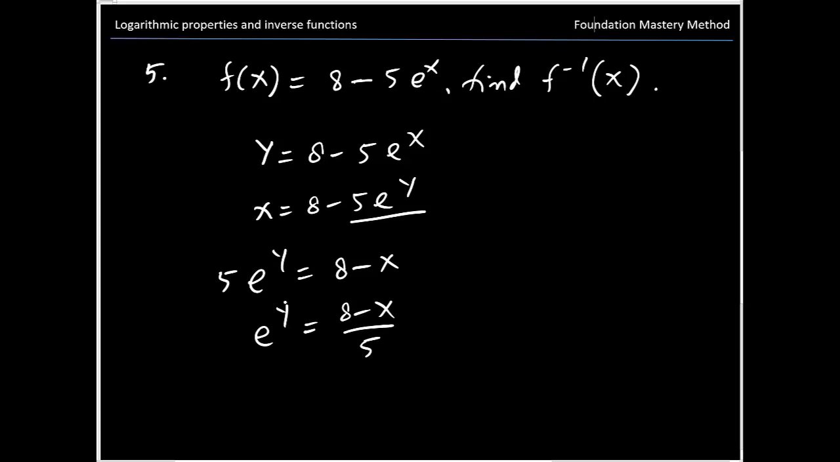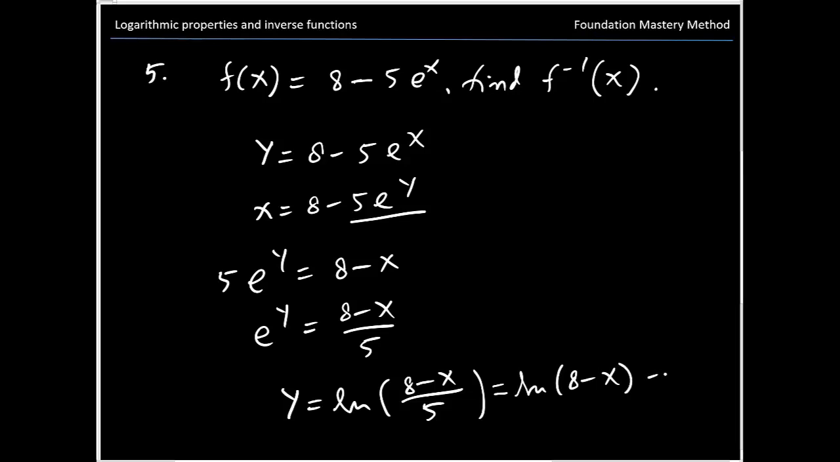Now we need to find y. So this is the conversion from exponential function to logarithmic. And we know that y will be natural log of 8 minus x over 5. You can leave it here, or if you want, you can further simplify it. Say that it is natural log of 8 minus x minus natural log of 5, and that is your inverse. And we are done.